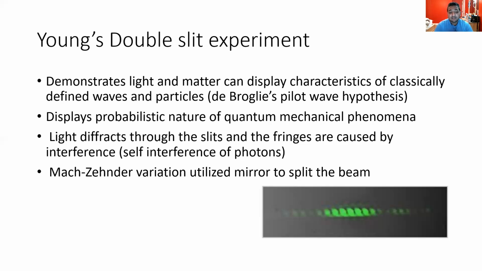There was actually a Mach-Zehnder variation, which used a mirror to split the beam. That's a pretty good clue for early Young's double slit. So that would be one of the first clues there. But other than that, I would know this experiment because it comes up all the time. In bonuses, it's a common toss-up. So good to know this experiment.